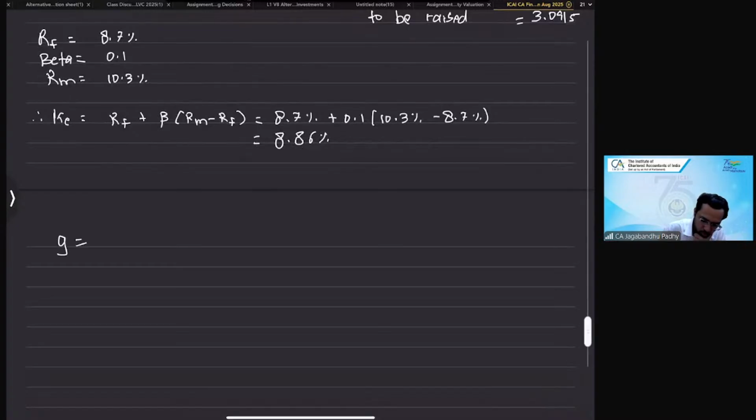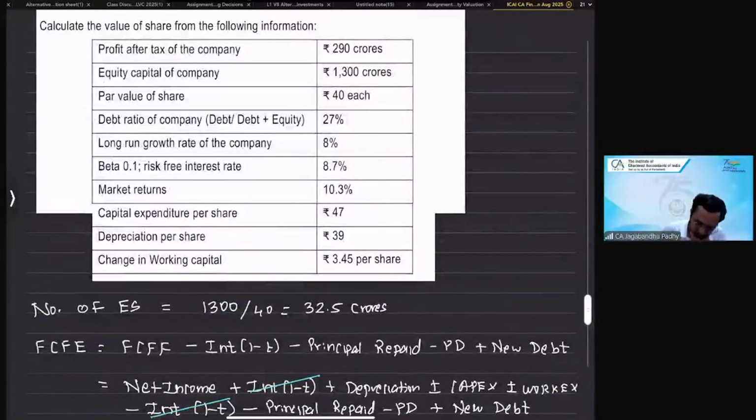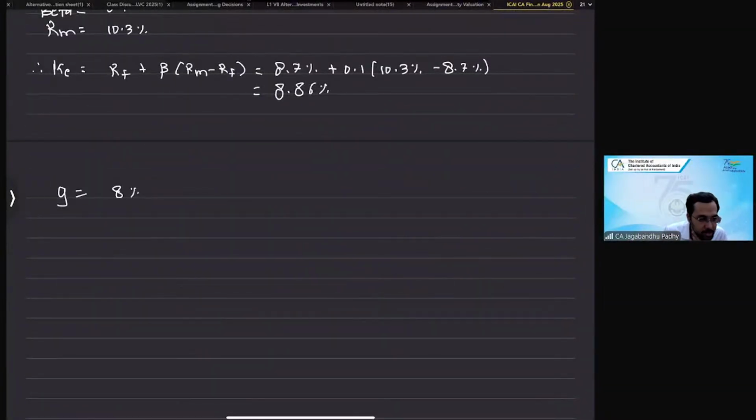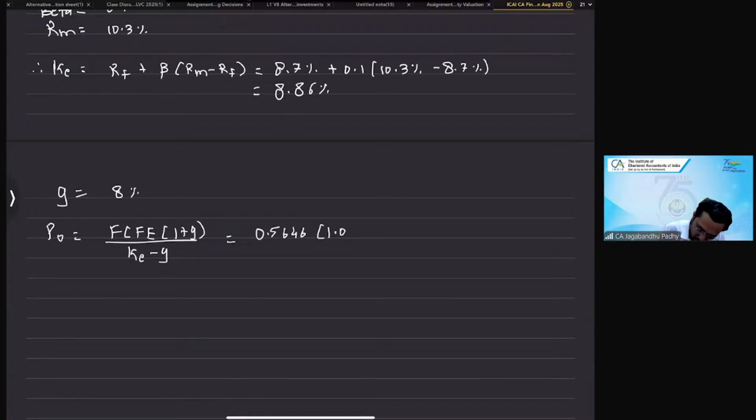8.86. What's the growth rate given in the question? The long run growth rate of the company is 8%, right? Then we can get the price of the share today by simply taking free cash flow for equity into 1 plus G upon K minus G. So free cash flow for equity is 0.5646 into 1.08 upon K minus G, which is 0.0886 minus 0.08.